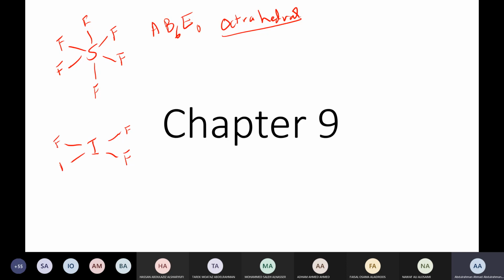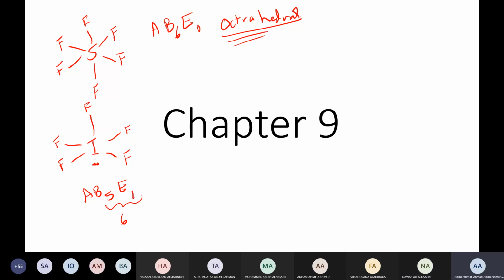This is a square. And I'll put one up and nothing here, just an electron pair. So, what's the electron domain for this molecule? 6. AB5E1. E, what? 1, exactly. What's the total? 6.